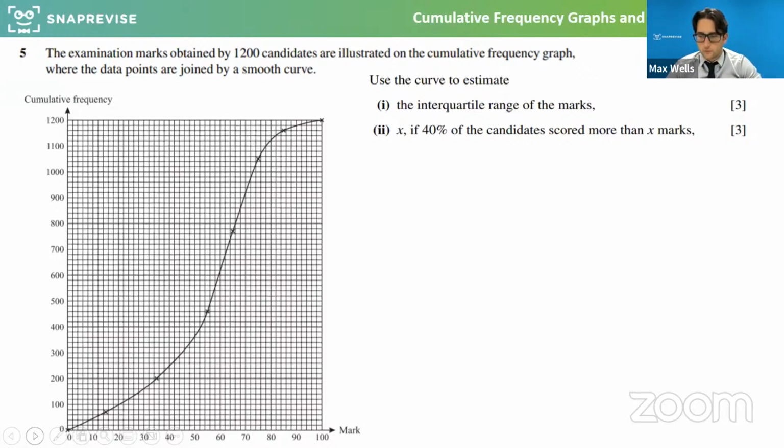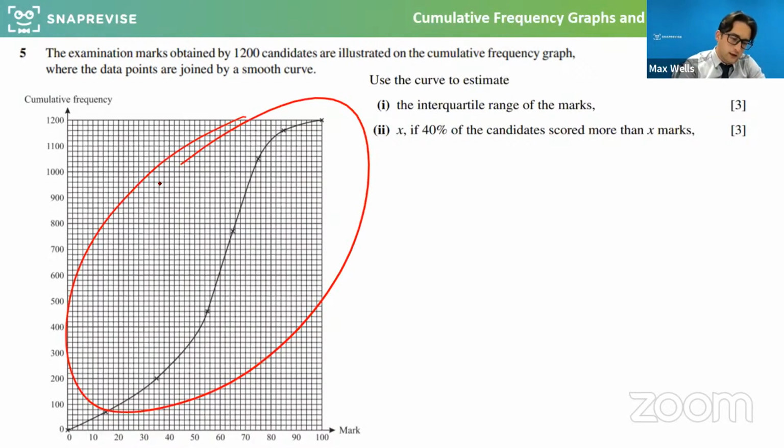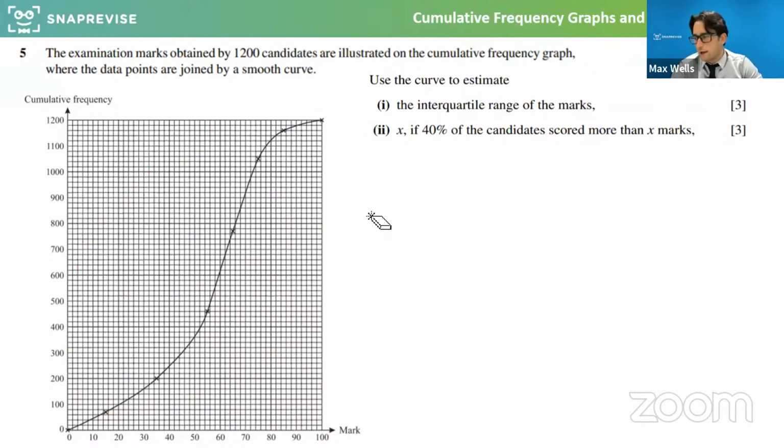First of all, what do I mean by the interquartile range? What am I going to have to do here? So from this graph, how can I find the interquartile range? What would I need to do first of all? We know the total frequency. We can see that on here, 1,200. How do I find the IQR, the interquartile range, from this? So the interquartile range means the difference between a quarter of the way through the data and 3/4 of the way through the data.